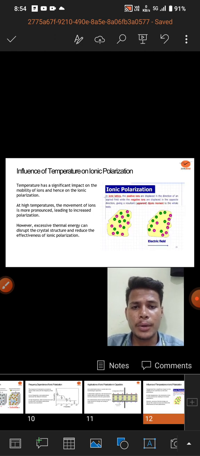Influence of temperature on ionic polarization. Temperature has a significant impact on the mobility of ions and hence on the ionic polarization. At high temperatures, the movement of ions is more pronounced, leading to increased polarization. However, excessive thermal energy can disrupt the crystal structure and reduce the effectiveness of polarization.